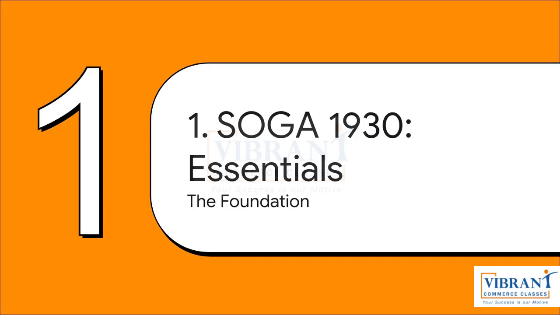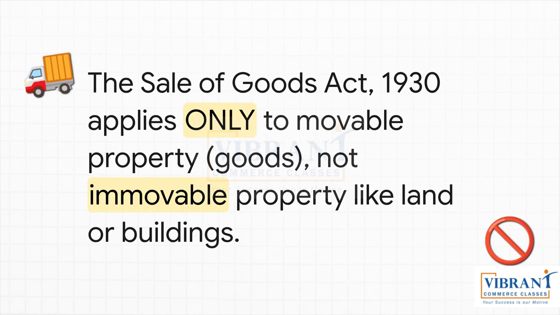First up, the essentials. Think of this as the foundation for everything else. We need to be crystal clear on what this act actually covers and what it doesn't. And here's the first big rule, probably the most important one. The Sale of Goods Act only deals with movable property.